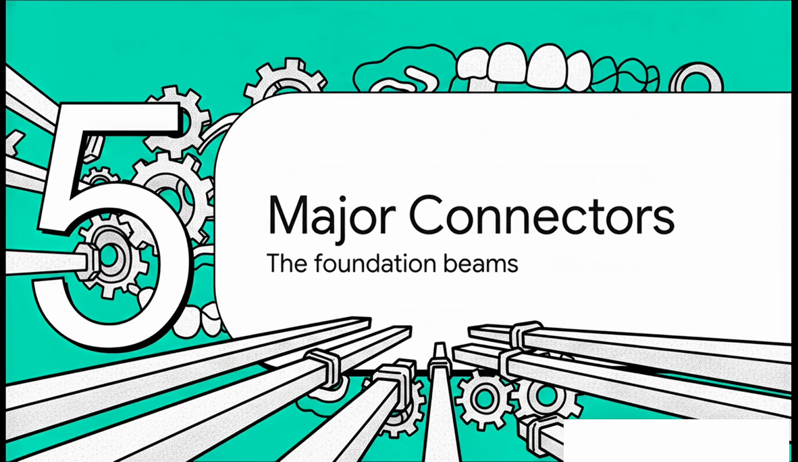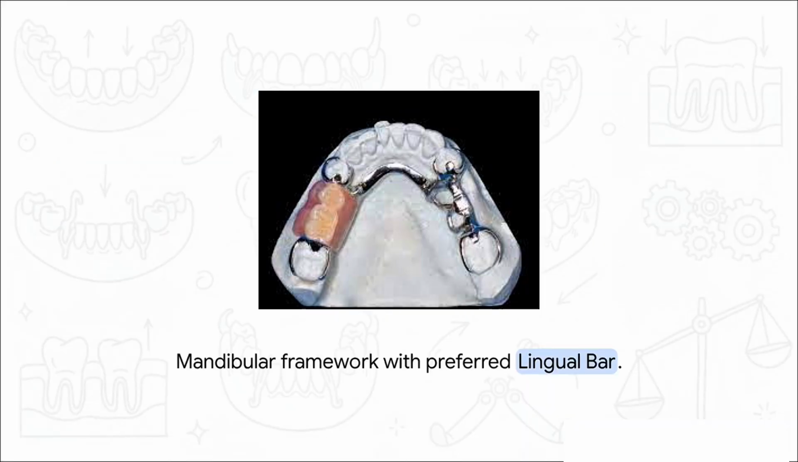Okay, section 5, the major connectors. We have our supports, we have our stress-releasing joints. Now we need to tie this whole biomechanical structure together with massive foundation beams. For a mandibular or lower jaw framework, we generally use a highly preferred lingual bar major connector. Just look at how gracefully it sweeps across the floor of the mouth. It completely avoids any abrupt changes in contour, and crucially, it stays well away from the free gingival margin, that delicate gum tissue surrounding the remaining teeth. That's what ensures optimal blood flow and long-term health.